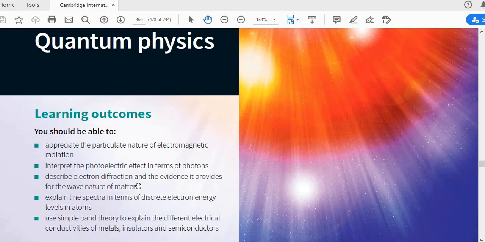Describe the electron diffraction and the evidence it provides for the wave nature of matter. Now this is what I mentioned previously also. Electron, we have learned it as a particle, but you will see that it also has a wave nature. We will be able to calculate that as well because it can be diffracted. You have learned that waves can be reflected, refracted as well as diffracted.